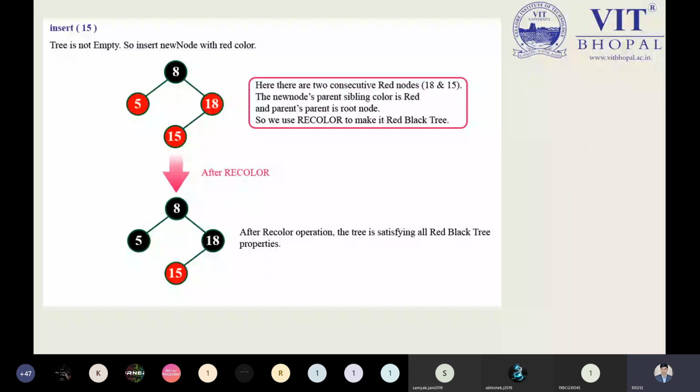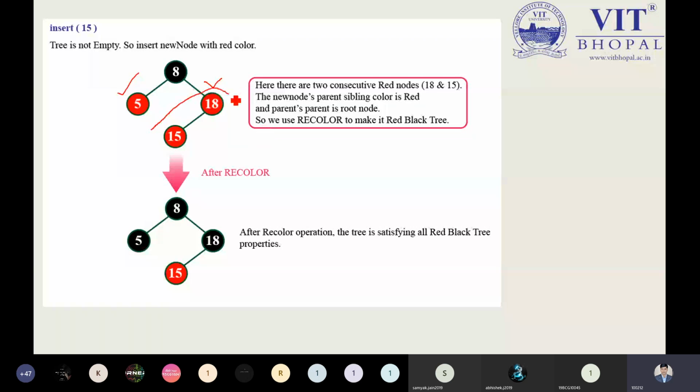I'm inserting 15. So 15 is my new value which is to be inserted into my red black tree. The tree is not empty, so insert the new node with red color. As we know, 5 and 18, these two nodes are already red, and I'm trying to insert the new node, that is 15. I have inserted it on the left side of 18 without any doubt, so now it is perfect. But here we need to note down the properties of the red black tree. And what is the property?